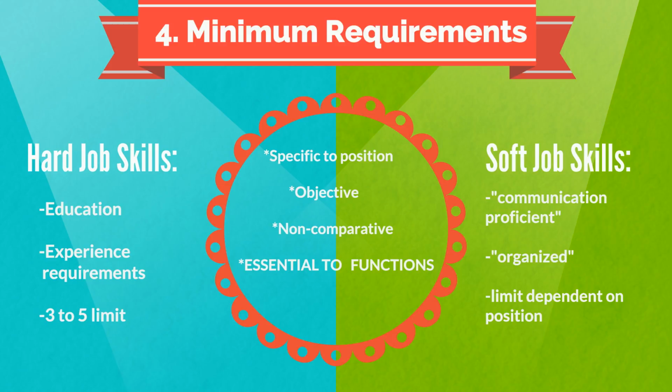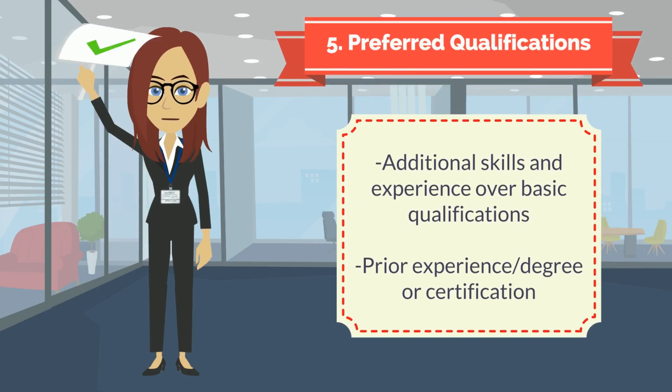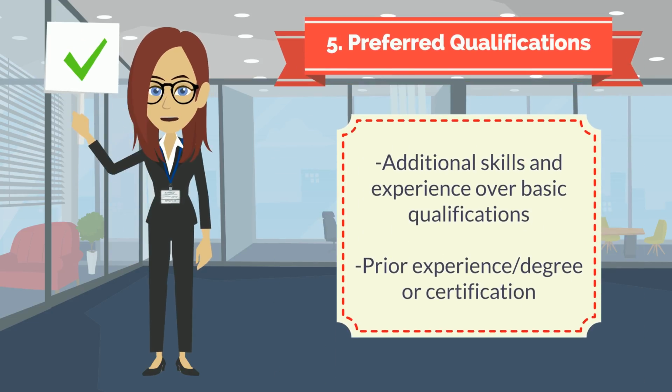It's important to remember both hard and soft skills need to be specific to the position, objective, non-comparative, and essential to the functions of the position. The key is to limit no more than 3 to 5 hard job skills. As for soft skill limitation, it is dependent on the position. And lastly, preferred qualifications. These are the additional skills and experience over basic qualifications that help to narrow down the candidate pool. Examples would be prior experience in the preferred or related area and/or prior experience within the company. Any advanced degree or certifications are additional.